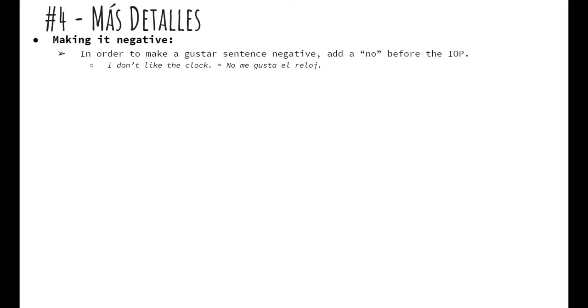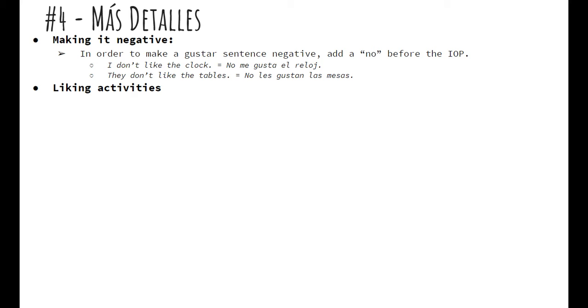So making it negative, how do you make a sentence negative in Spanish, especially then these gustar sentences? So in order to make a gustar sentence negative, add a no before the indirect object pronoun. So I don't like the clock. You'd have no me gusta el reloj. They don't like the tables. No les gustan las mesas. So to make it negative, we don't just stick it in front of the verb, which is normal. We're going to stick it in front of the indirect object pronoun, which would be before the verb.